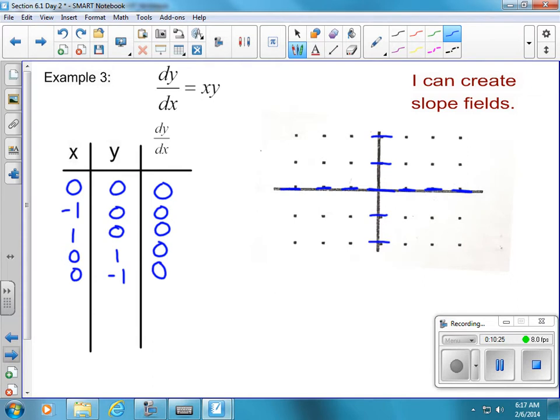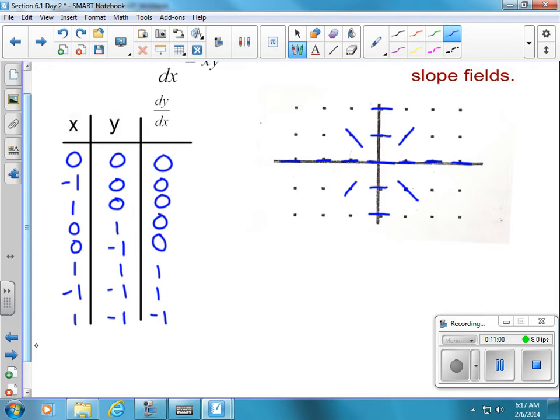Okay, what if we have 1 times 1? We get a 1. If we have negative 1 times negative 1, we get a 1. If we have 1 and negative 1, we get a negative 1. So let's try these two 1s here. 1, 1 gives us a 1, and negative 1, negative 1 gives us a 1. And then if we have this over here where we have a positive 1 and a negative 1, we get a negative slope, and we get a negative slope up here.